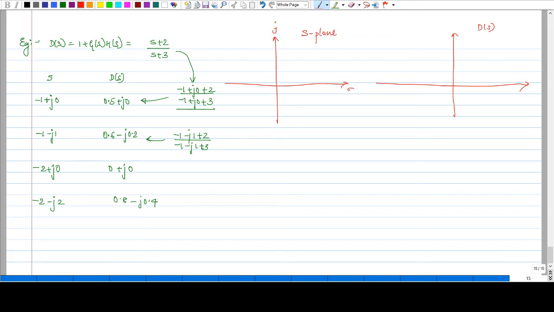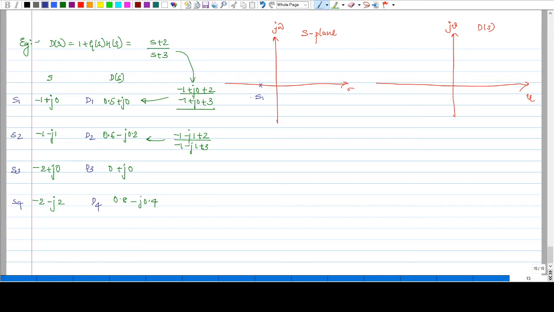Sigma J omega. Okay, so first if we take minus 1 plus J0, I'll plot minus 1 plus J0 on the S plane. So this is where I'll take this to be S1, S2, S3 and S4. This is D1, D2, D3 and D4. So S1 is here, that is minus 1 plus J0.